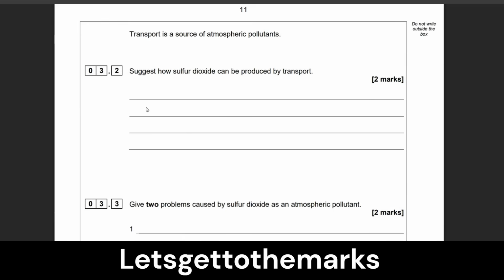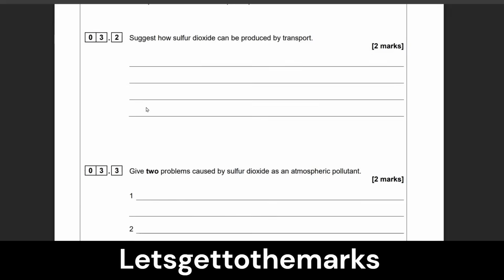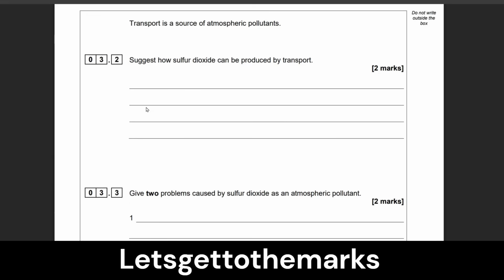Right, let's go down. Transport is a source of atmospheric pollution. Suggest how sulfur dioxide can be produced by transport. Right, let's look at this. How is sulfur dioxide produced by transport? What do we mean by transport? We mean cars, lorries, planes, that type of thing. So suggest how sulfur dioxide is produced by cars and transport vehicles. Two marks, so why don't you pause the video and have a go?